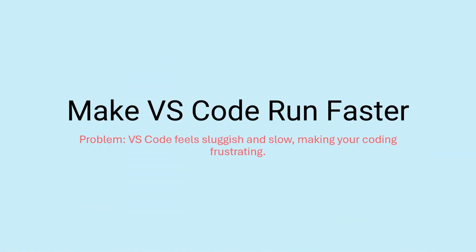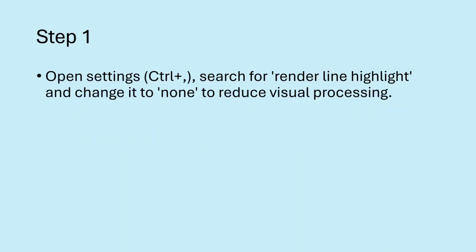In this video, I'll show you how to make VS Code run faster. Step 1. Open Settings by pressing Ctrl+. Then search for Render Line Highlight and change it to None to reduce visual processing.